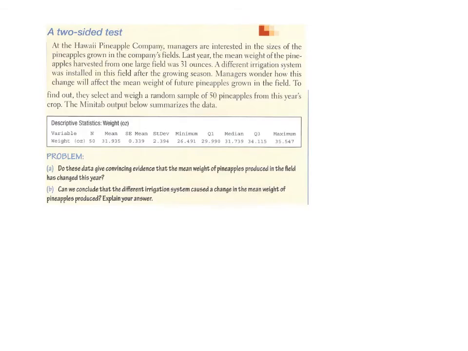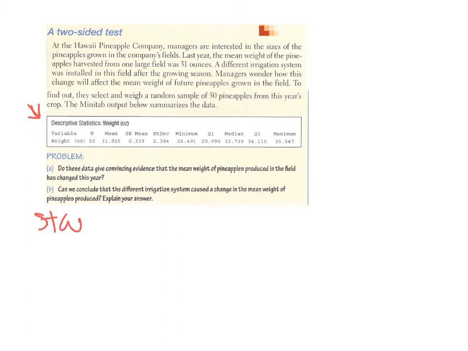Okay, so let's look at an example of a two-sided test. This time we were given descriptive statistics, so we need to be sure that we're using the right pieces of information from these stats. Let's look at part A: does this data give convincing evidence that the mean weight of pineapples produced in the field has changed this year? Let's go through our 4-step process.